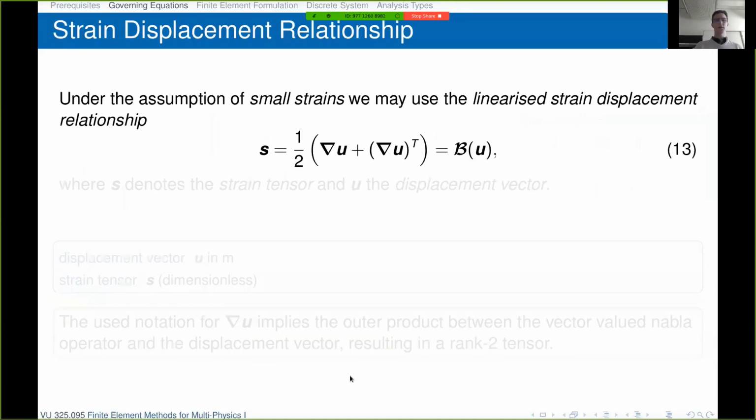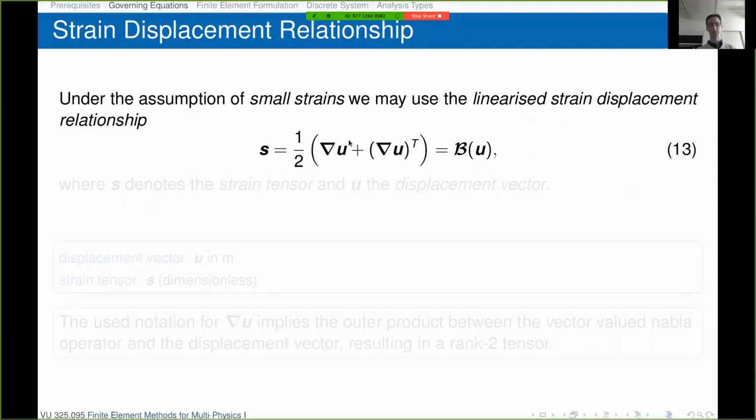Okay, so this was the balance of momentum. The second thing we need to model solid mechanics is the strain displacement relationship. So how are the strains and the displacement related? If we assume small strains, we can use the linearized strain displacement relationship given here in equation 13. So we have 1/2 of the gradient of u plus the gradient of u transposed.